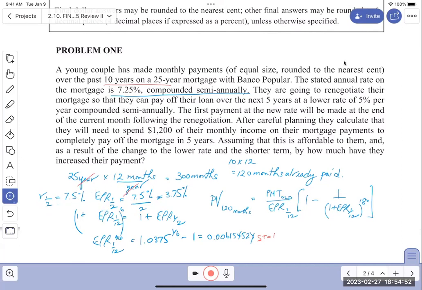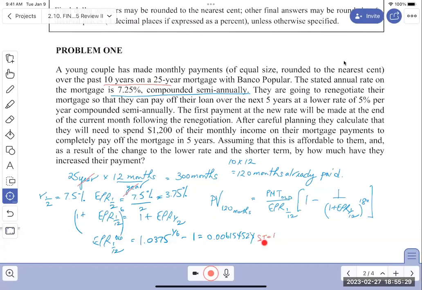I can't go from here to here any other way. First, I got to make it effective, and then I do an effective to effective conversion. So when I get a stated rate, I divide by the number of compounding periods. So 3.75% gives me the effective semi-annual rate. Then I need to convert that to months. And there's 6 months in a semi-annual period. So I need to take this rate and partition it into 6 parts to find the monthly rate. So this is the monthly rate, 0.6154%.